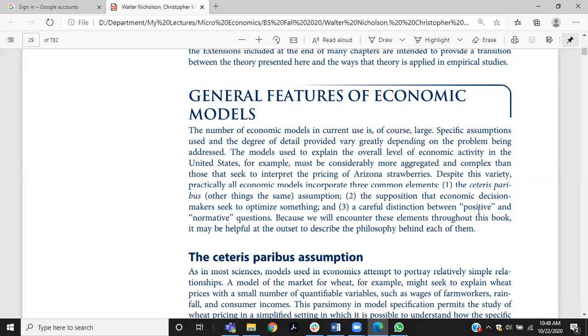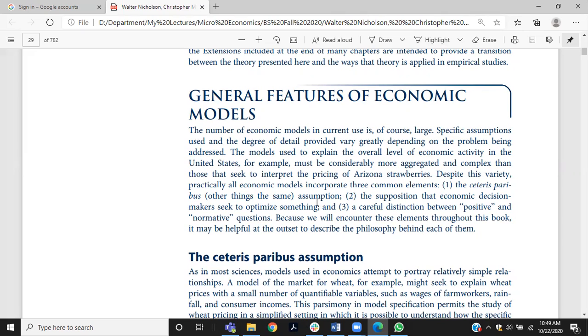Though there is a variety of models in each discipline, and like other disciplines in economics too, every economic model practically has three common elements. Economic models have the common element of the ceteris paribus assumption. You know, every economic theory or model starts with the statement, other things remaining the same, other things being equal. This is basically the assumptions of the model. Sometimes these assumptions are also known as conditions of the theory or model.